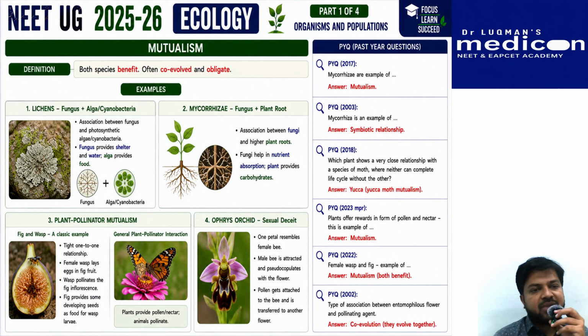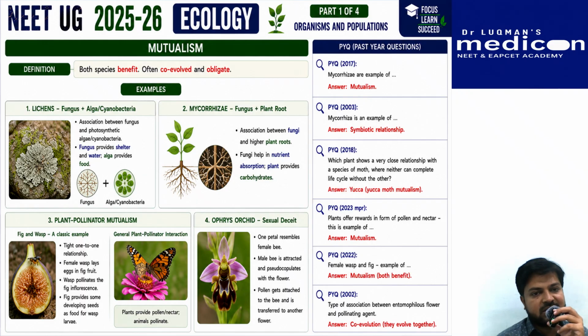Mutualism, same. But here both the species are benefited, often co-evolved and obligate to each other. It is compulsory for them to live together. That is called co-evolved and obligate. One is lichens, fungus plus alga or cyanobacteria. Association between fungus and photosynthetic algae or cyanobacteria. Fungus provides the shelter and water, algae provides the food. This is an example of mutualism.